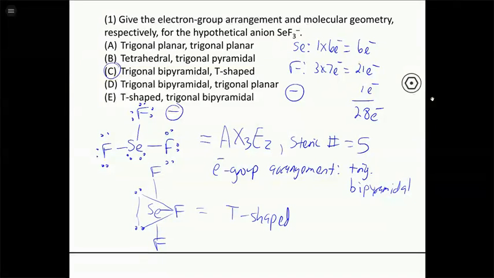Okay, questions on VSEPR? That's I think the only one we have on this, so if there's anything else you want me to clarify, please speak up.